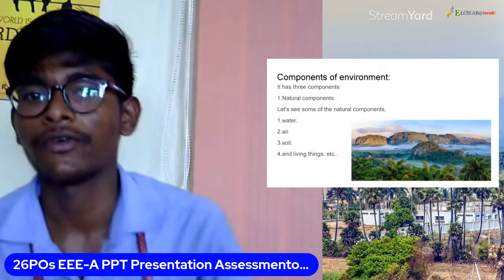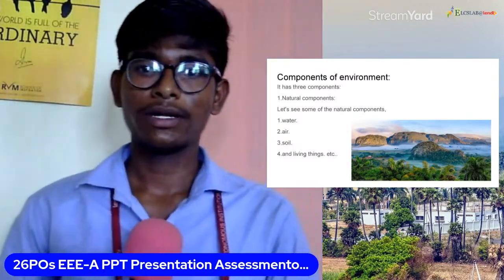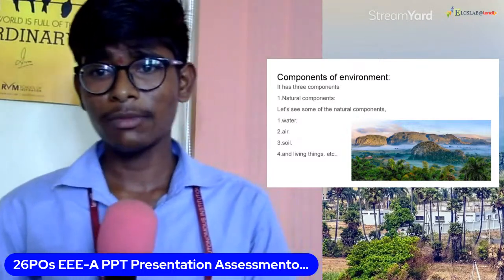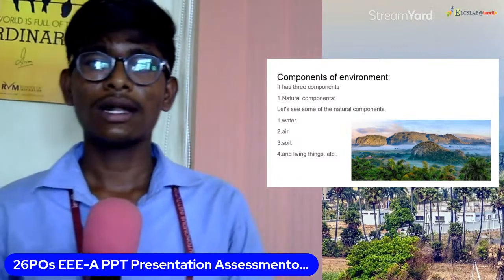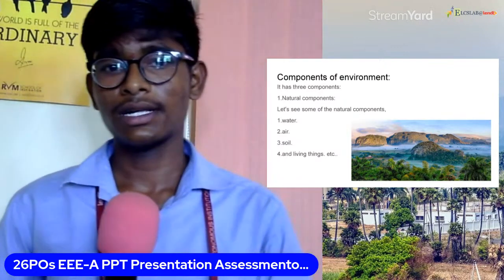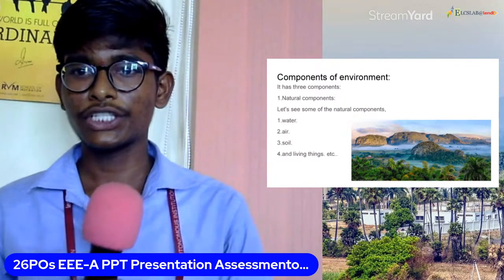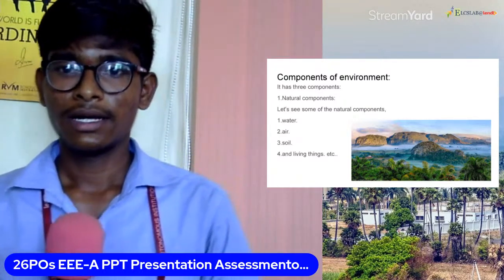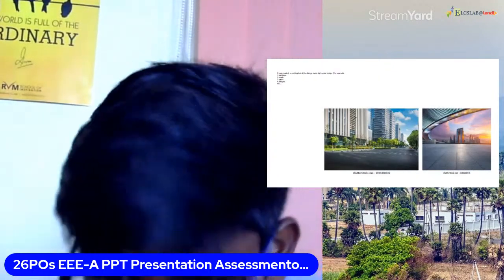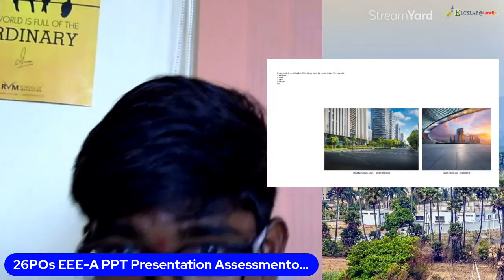Here we see some components of the environment. There are three components of environment. We all know about the natural components: water, air, soil, and living things. Natural components are nothing but those which are naturally obtained. Next we go to man-made.